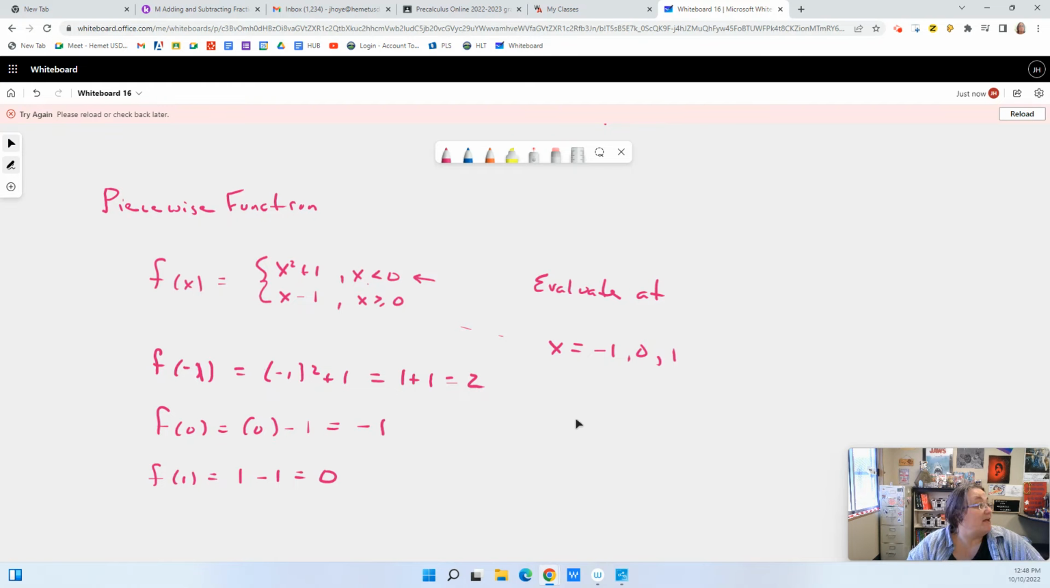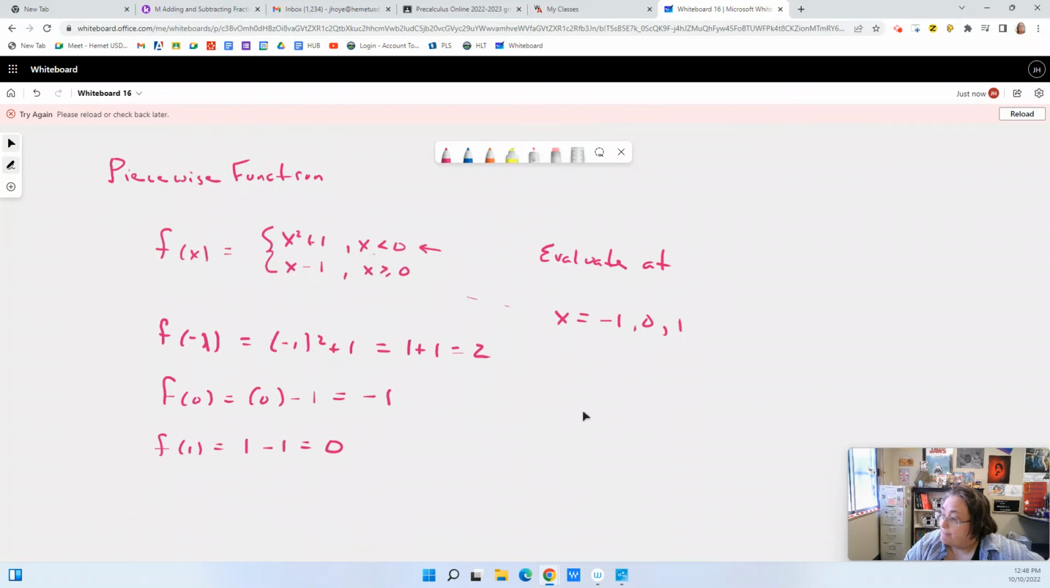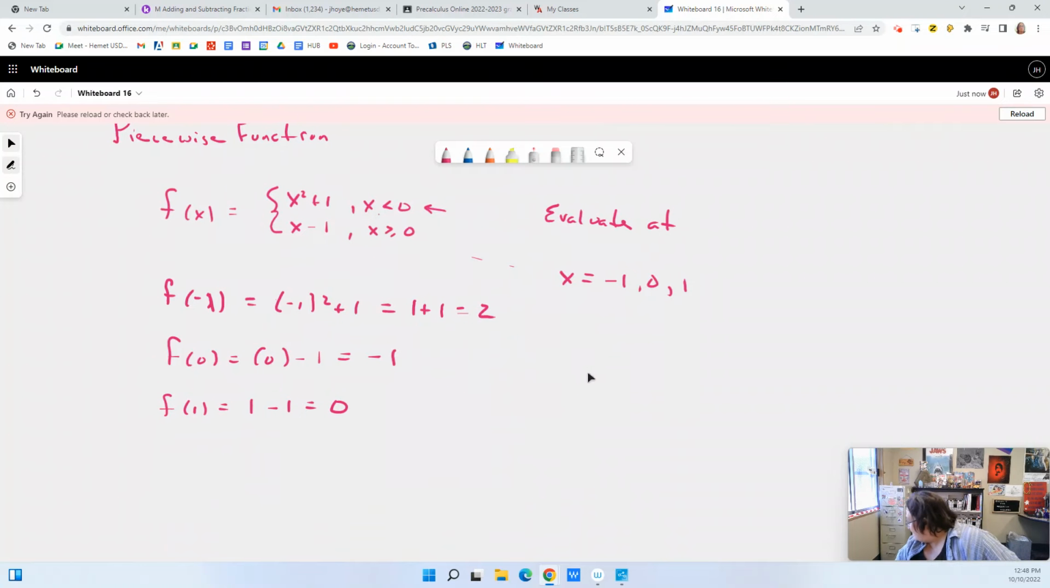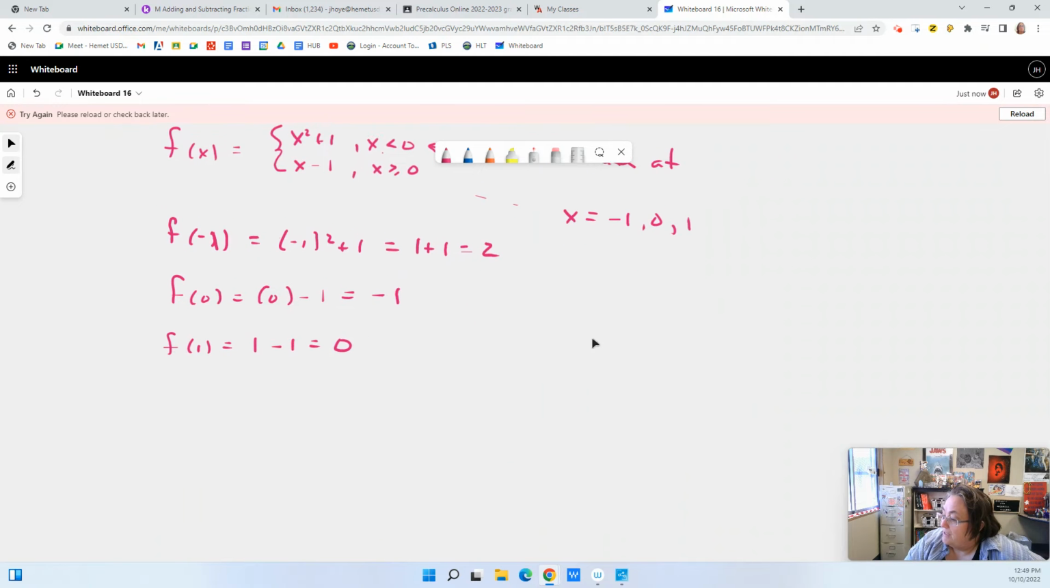I'm trying to see how much time we have because I have a couple more things to go over with you. I'm going to finish this today. 1:12. We got some time. We got enough time to get through it.